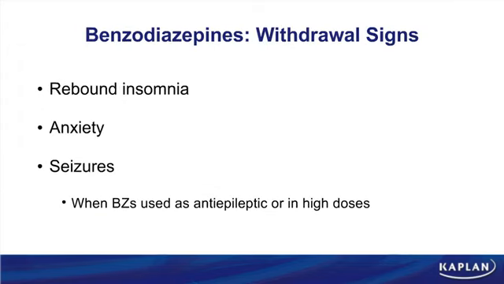The withdrawal signs of a benzo include rebound insomnia and anxiety, perhaps even seizures when the benzos are used as anti-epileptic drugs or if they're used in high doses. It's not that difficult to imagine the withdrawal signs of a benzodiazepine because benzos are GABA drugs, and GABA is a depressing CNS neurotransmitter. Therefore, the withdrawal is going to look very stimulatory, insomnia and anxiety.